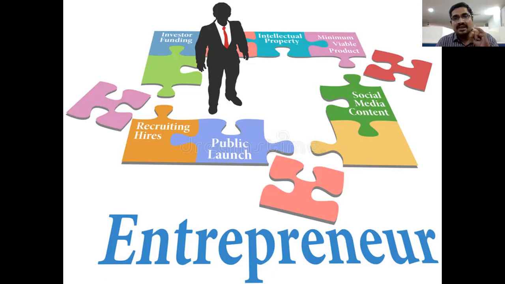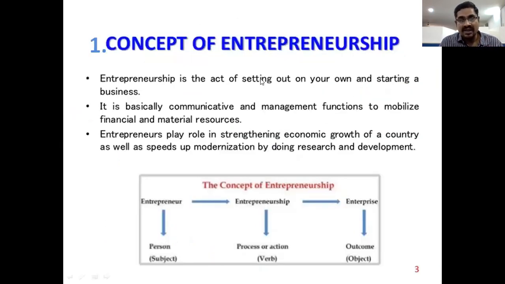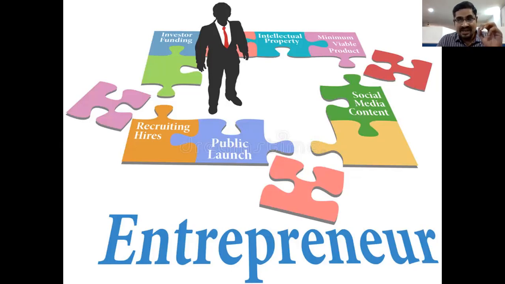Here we have three words: entrepreneur, enterprise, and entrepreneurship. Listen carefully. Entrepreneur means the owner of the company. Enterprise means the company, the firm, the organization. Organization is also called a company, as we already know. So organization or company, these two are called enterprise. The company chairman is called the entrepreneur.